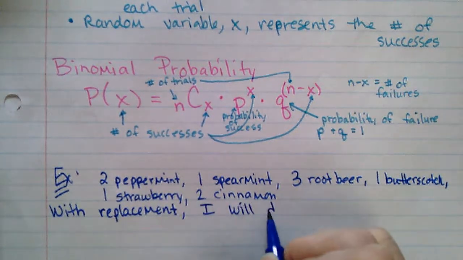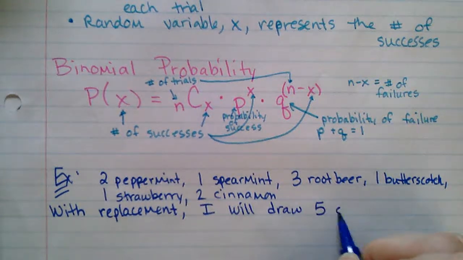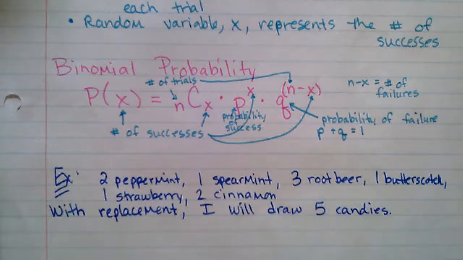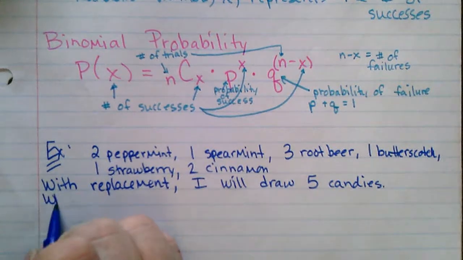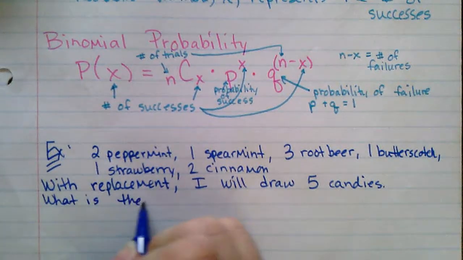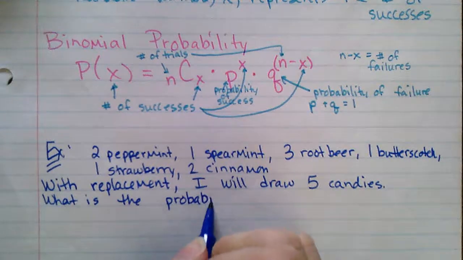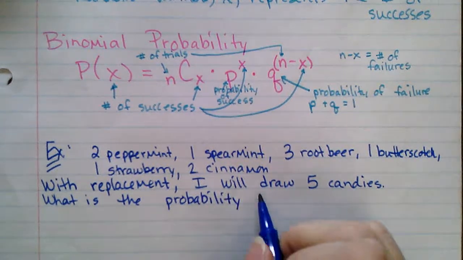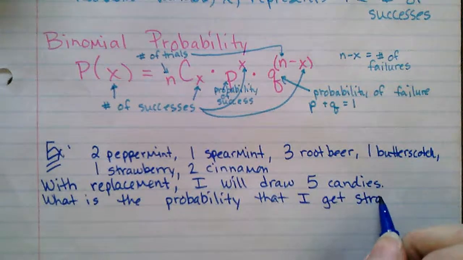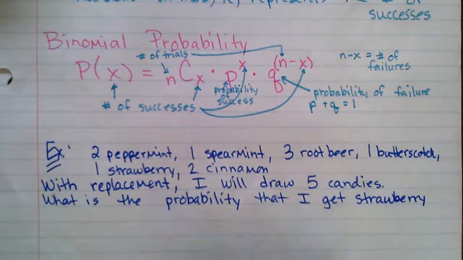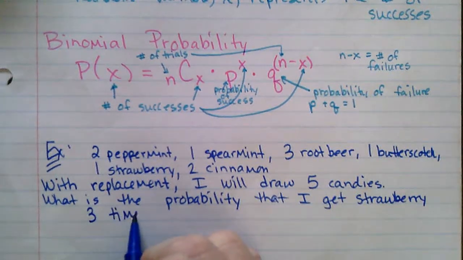I will draw 5 candies. So I'm going to draw a candy, put it back, draw a candy, put it back, draw a candy, put it back, draw a candy, put it back, draw a candy, put it back. So I'm going to do that 5 times. And I want to know what is the probability that I get strawberry, which is my favorite, 3 times.